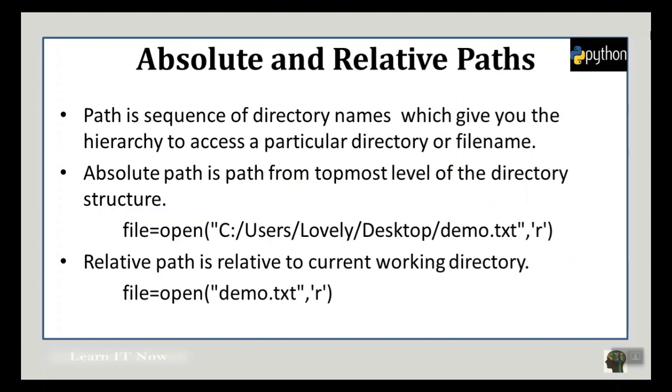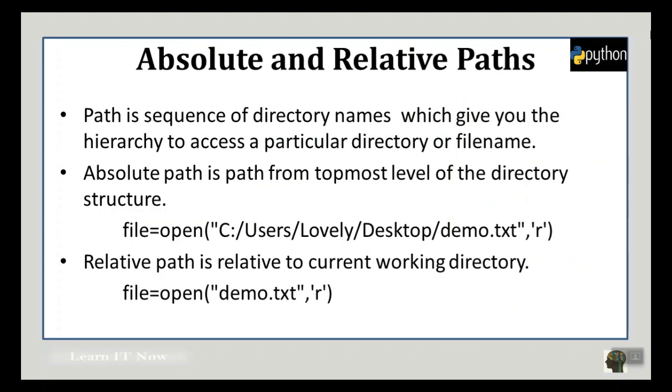Now, absolute and relative path. So what is a path? A path is a sequence of directory names which gives you the hierarchy to access a particular directory or file name. For example, if I store my file in the C drive, program files folder, the absolute path will be C, program files, and the name of my file. But if I'm talking about a relative path, that means if I am in the folder program files, I'll be telling that the file is in the same folder.